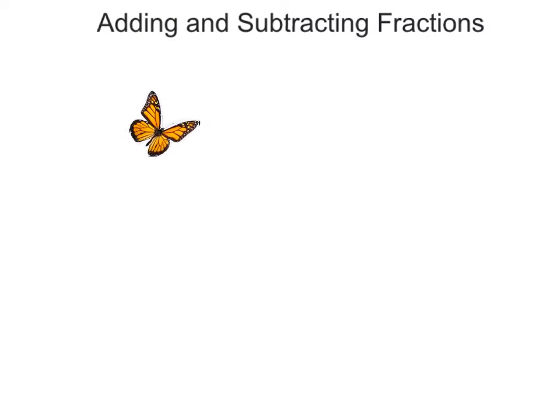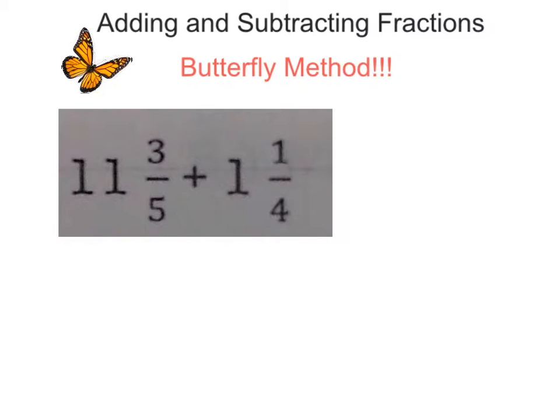To add and subtract fractions, we use the butterfly method. Since our fractions in this example have a whole number, we have to do the Texas popcorn before we begin the butterfly method. We call it the Texas popcorn because you add here and multiply here, which makes it look like the abbreviation for Texas, TX.